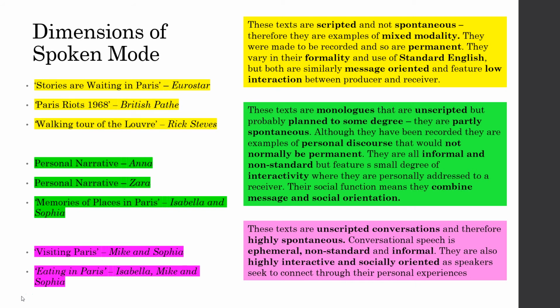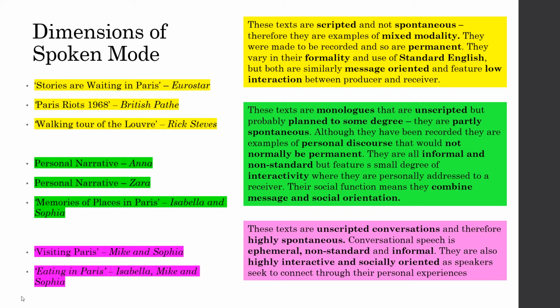And here's my approximation of exactly that task, although I think I may have missed one off, which is the Lonely Planet Guide. But here we are. In the yellow group, we have Stories Awaiting in Paris, which is an advert for Eurostar, a good example of a multimodal text. The Paris Riots, 1968, that's also a mixed modal or multimodal text. And the Walking Tour of the Louvre.